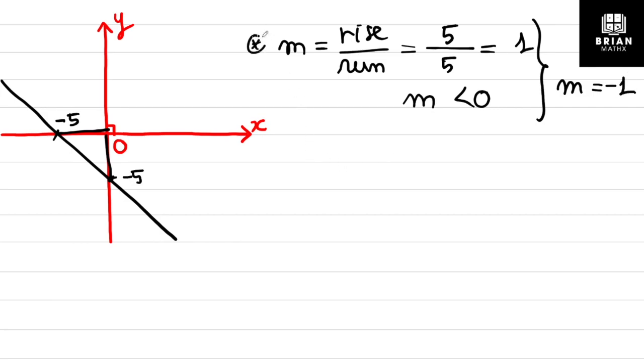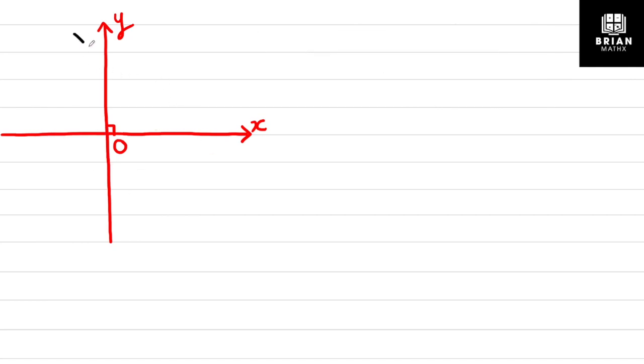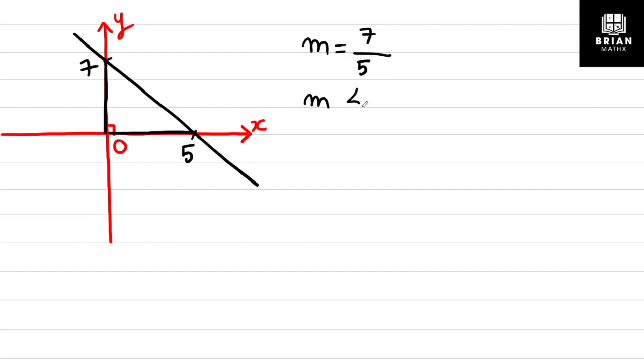So that is how I determine the value of m for a decreasing line. Okay, another question. This is 5 and this is 7. How about m? M will be equal to rise over run. The rise for this side is 7, and the run for this side is 5. And m has to be less than 0 because this line is a decreasing line. So m equals negative 7 over 5.